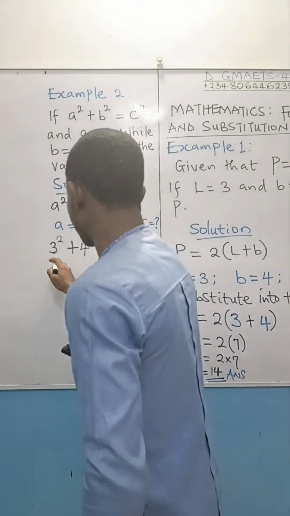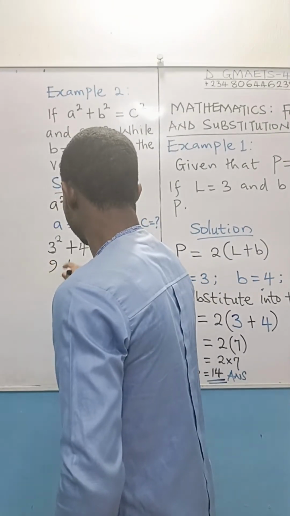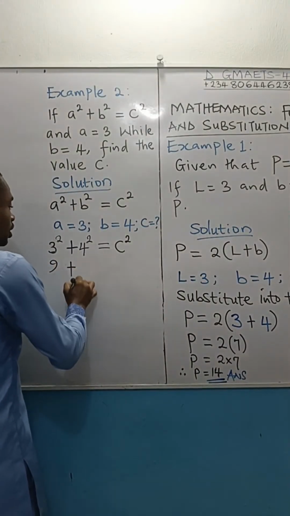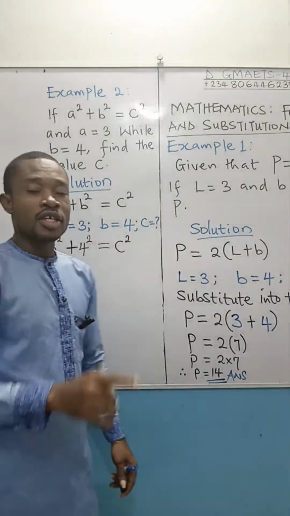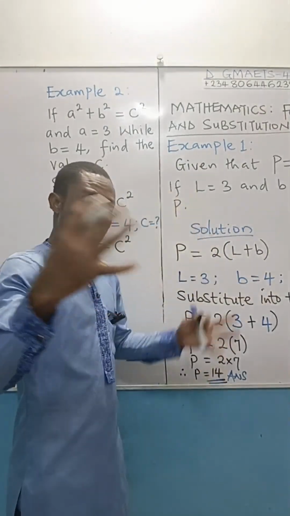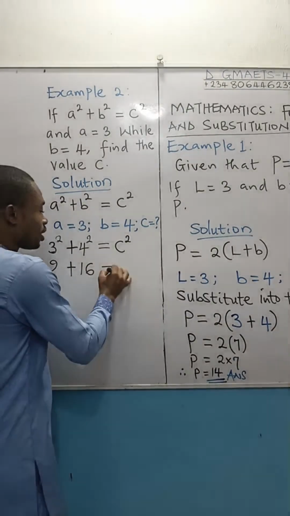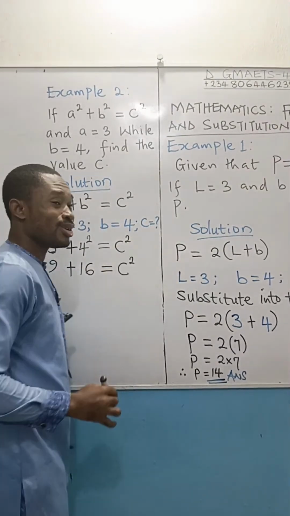So in place of this 3 square, I'm going to write 9. After that, you have your plus. Then 4 square is 4 times 4. 4 in 2 places, you're multiplying them. And 4 times 4 is 16. Make it equal to C square, because you don't know what your C is.